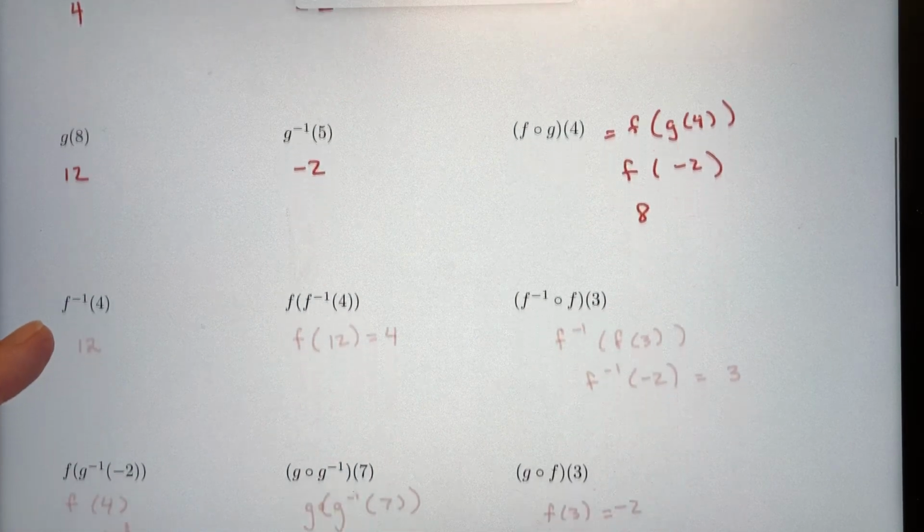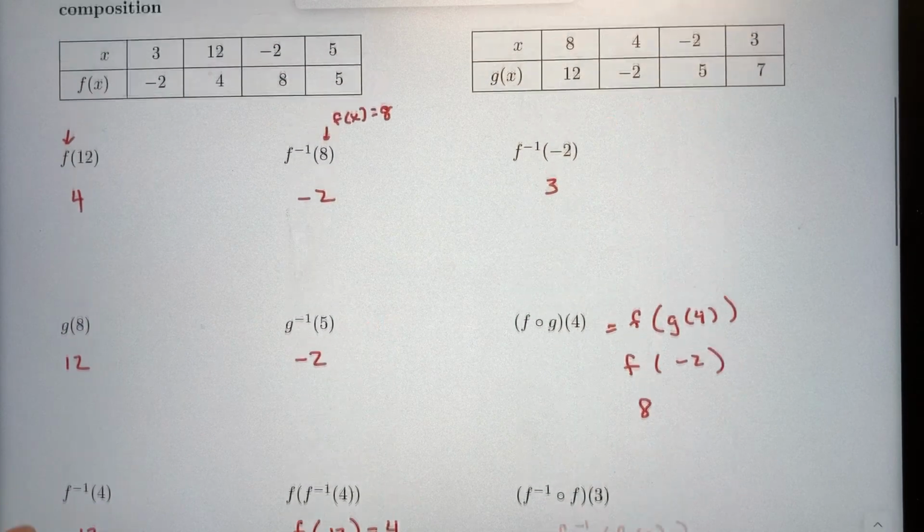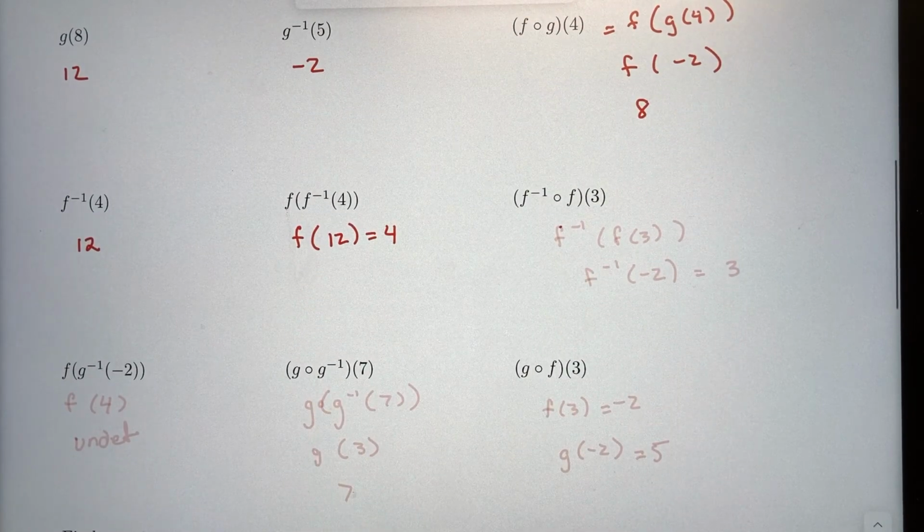F inverse of 4, you're going backwards from 4 up to 12 as the input. F of f inverse of 4 is f of 12, which is 4. Oh my goodness, f and f inverse cancel each other out, and you're back where you started from. This one should also come out to 3.